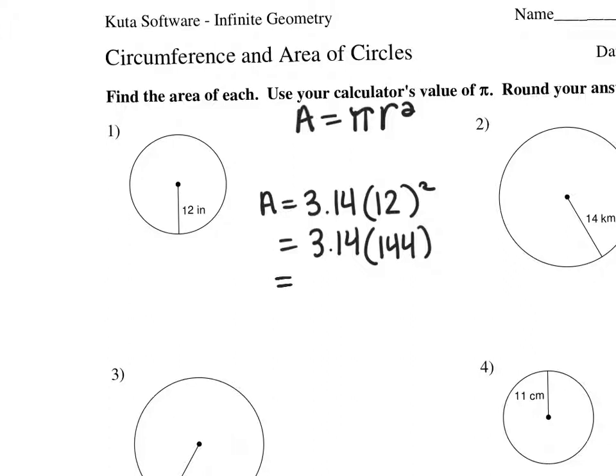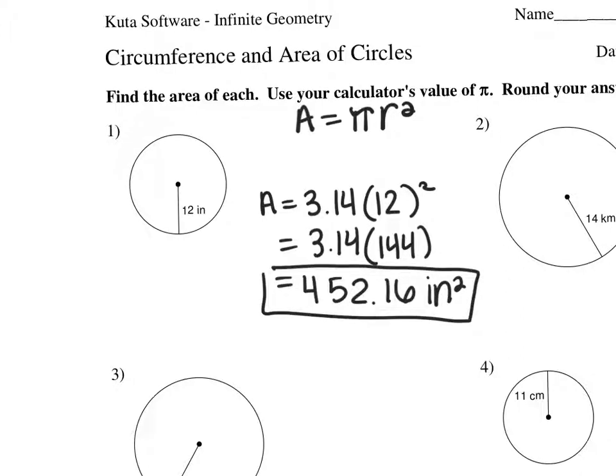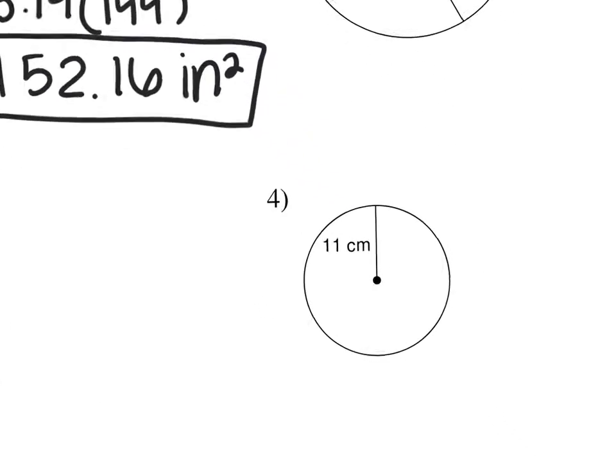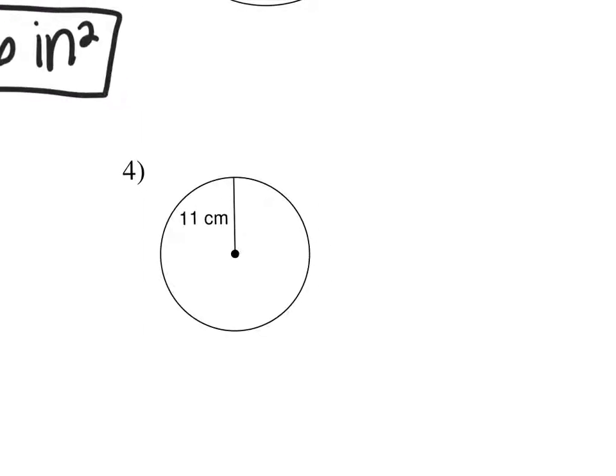So when I plug this into my calculator, I get 452.16. Remember, we are rounding to 2 decimal places, and area should be in inches squared. Our units are squared for area. Okay? I'm going to look at number 4. We're doing the same thing. Area equals pi times r squared.